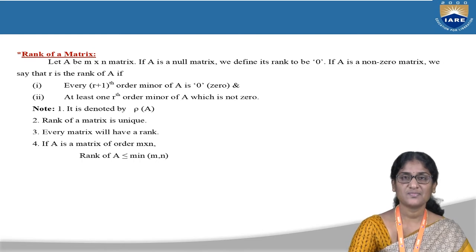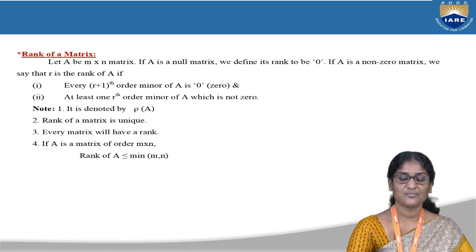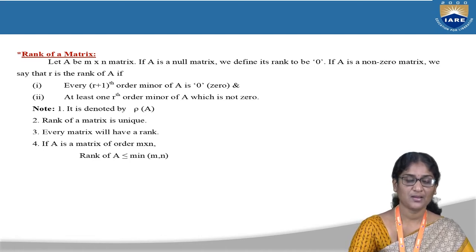The third order determinant should be equal to 0, and the second order determinant is not equal to 0. Then 2 is said to be the rank, right? And while denoting the rank, you have to remember the following properties.